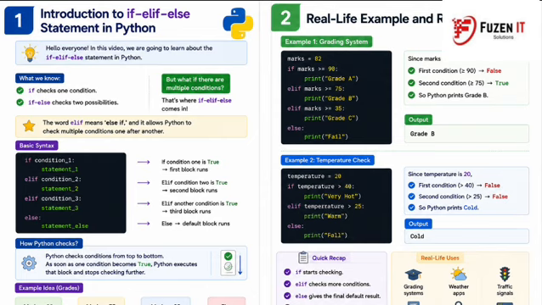Important, only one block runs, the first true block. So the first true block only runs. If, elif and else are used in grading systems, weather apps, traffic signals, ATM menus, and login systems.